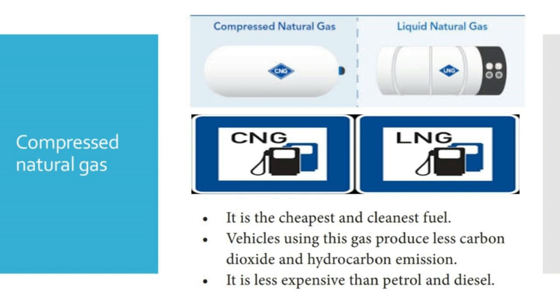CNG has the following properties. They are: it is the cheapest and cleanest fuel. Vehicles using this gas produce less carbon dioxide and hydrocarbon emission. It is less expensive than petrol and diesel. The average composition of CNG is given in the table. Methane in 88.5 percentage, ethane in 5.5 percentage, propane in 3.7 percentage, butane in 1.8 percentage, and pentane in 0.5 percentage in CNG gas.